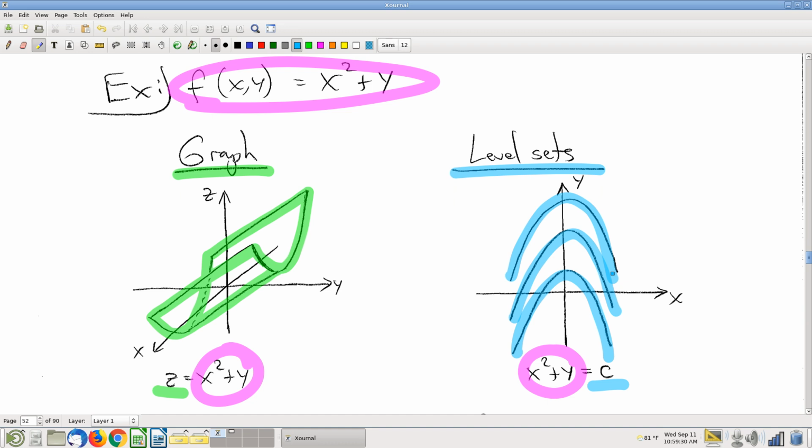Three-dimensional drawing's hard. Right? There's nothing wrong with wanting to avoid unnecessary effort. Right? This long and glorious tradition in math of trying to avoid effort.